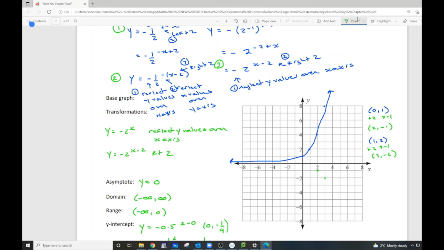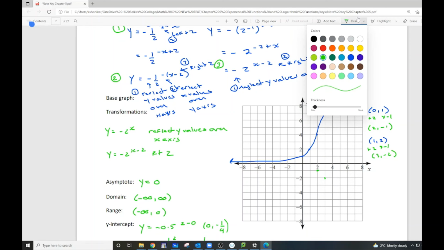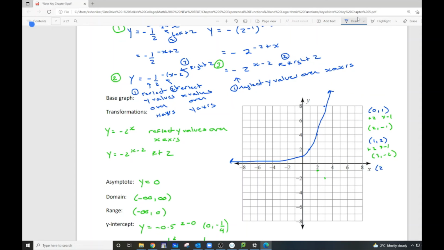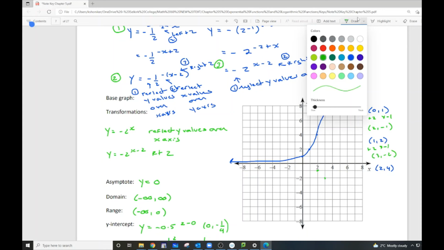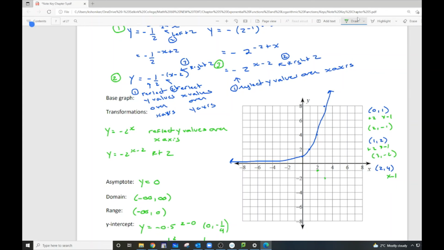So let's try this point (2, 4). I'm going to reflect the y values and move it right 2. I'd have a point 4, I hate my 4s, sorry, (4, -4). Okay, (4, -4). All right, so that's kind of got me this part.